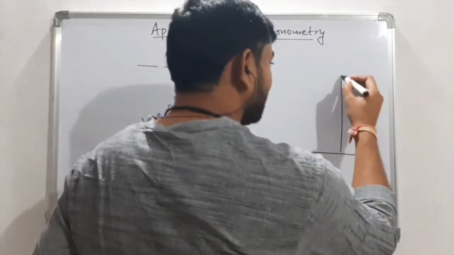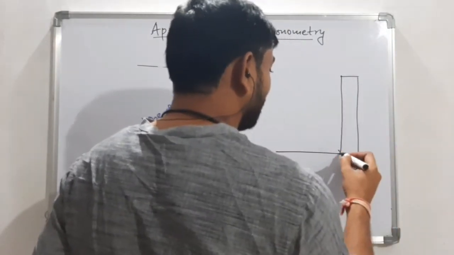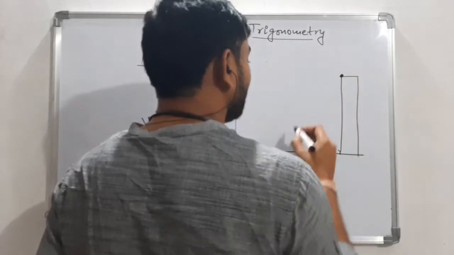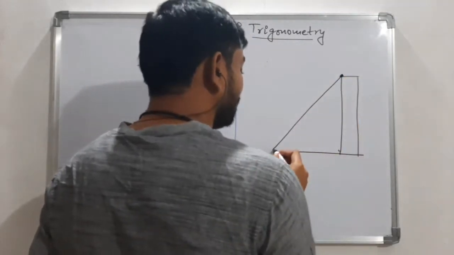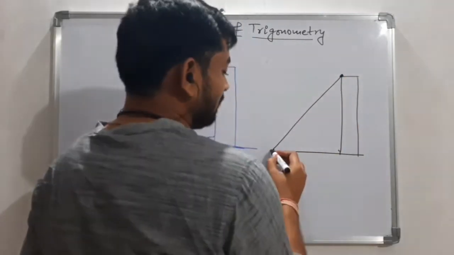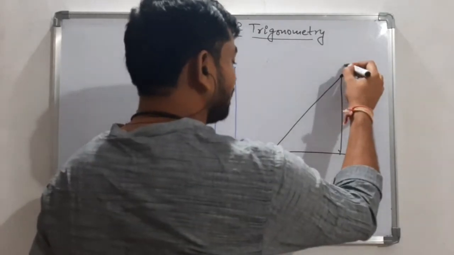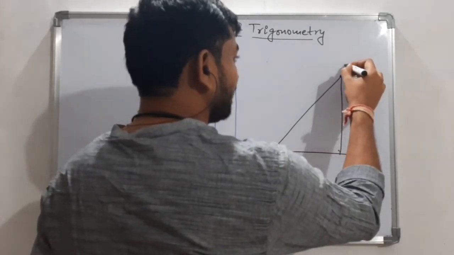Suppose the person who is observing is at the top of the building and is watching the ground. Suppose the person is here. Let me call this X.